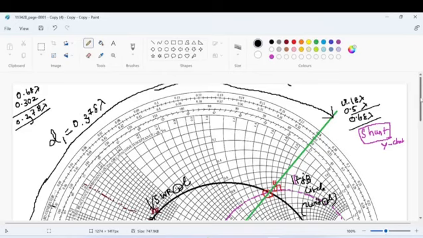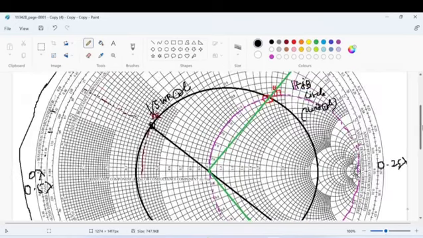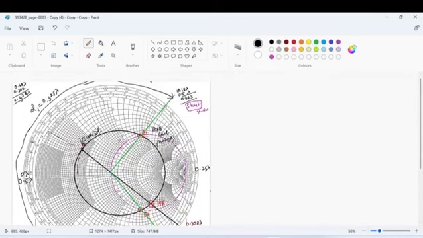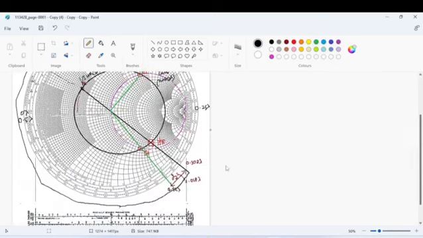So in this way you will have to find out the distance. I hope you are clear with it. You have to draw a VSWR circle and the 1 plus jb circle, which will intersect at two points, namely y1 and y2. From yr to y1, the distance is d1. From yr to y2, the distance is d2. Always move in the clockwise direction to find the distance.